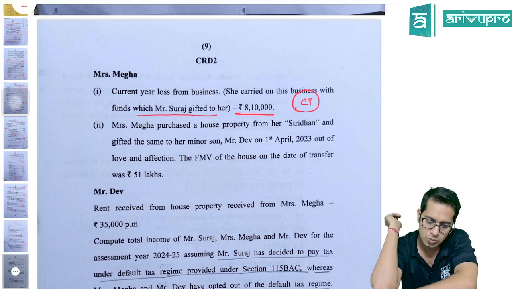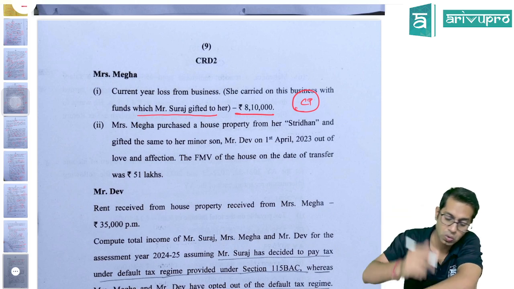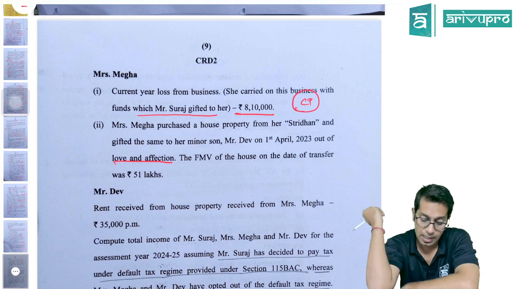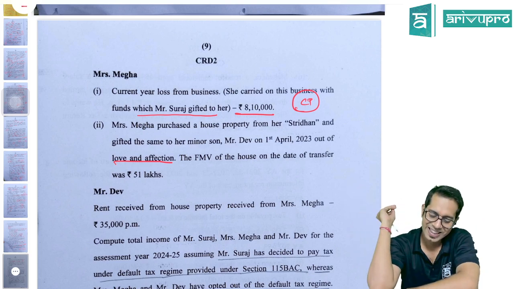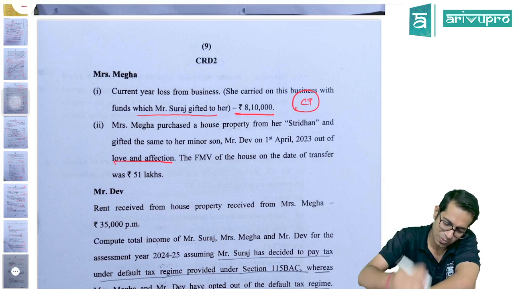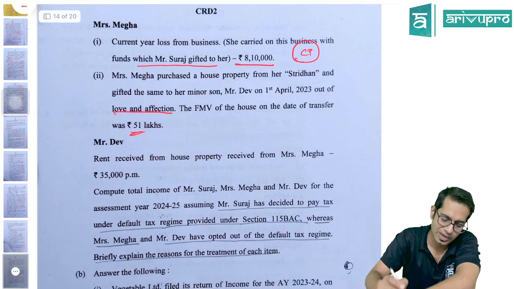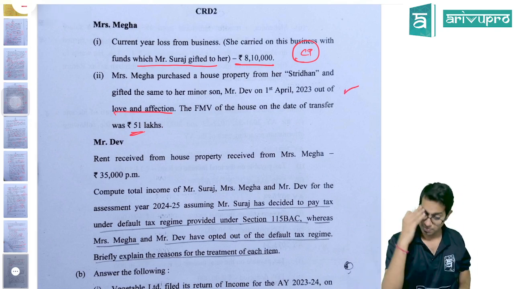Mega purchased a house property from her Stridhan and gifted the same to her minor son Dev out of love and affection. Too much love and affection is very hazardous for income tax law. The fair market value of house was 51 lakh rupees. The house value was how much, sir? 51 lakh rupees. Here also clubbing provisions will come. The income will be clubbed in the hands of Mega.